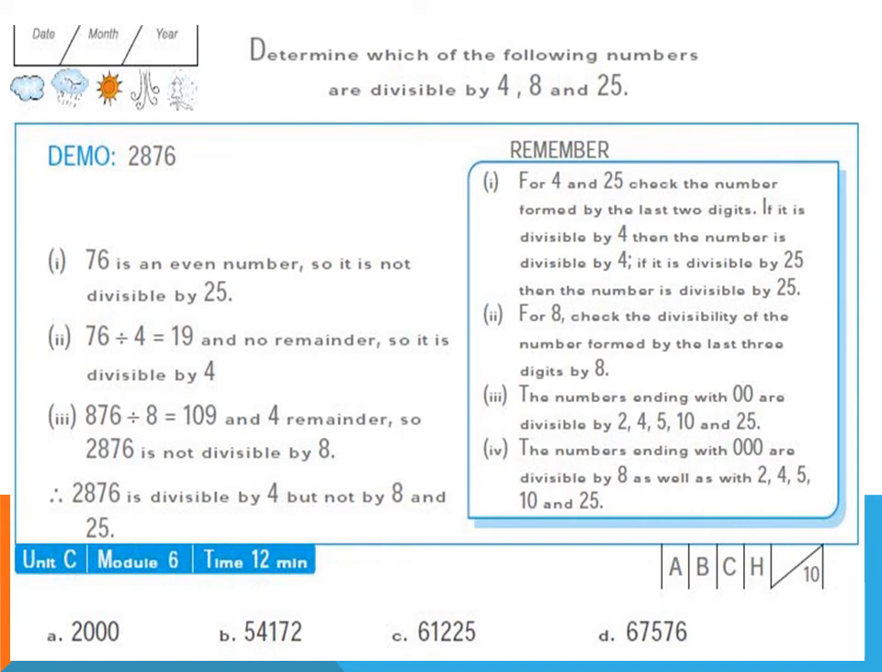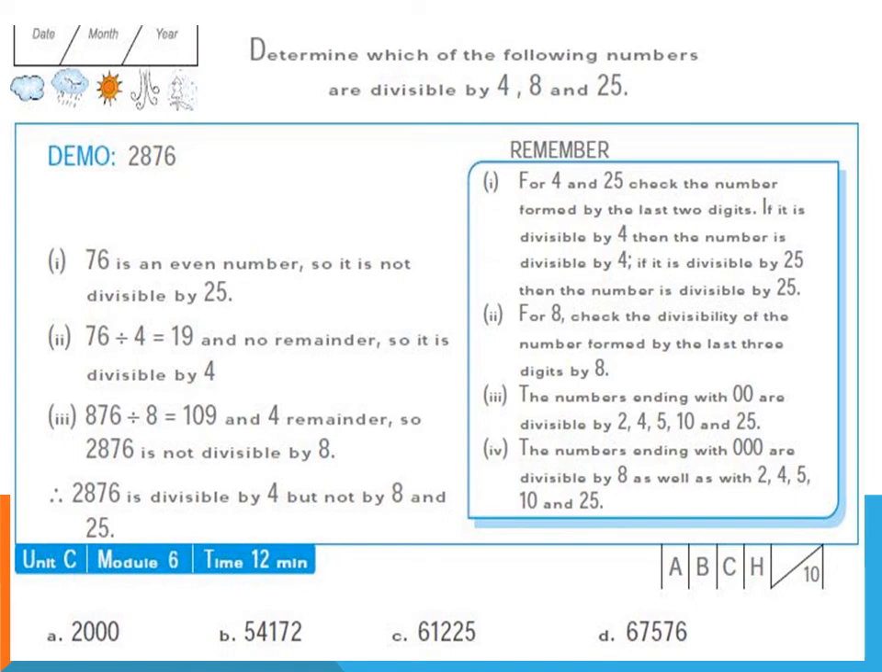So module number 6, determine which of the following numbers are divisible by 4, 8 and 25. Now before going for the demo, look at the right hand side of the screen, the remember box. Number 1, for 4 and 25, check the number formed by the last two digits. If it is divisible by 4, then the number is divisible by 4. If it is divisible by 25, then the number is divisible by 25.